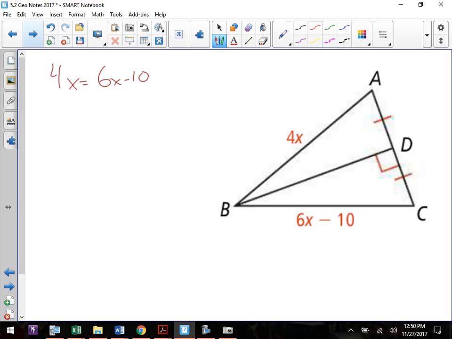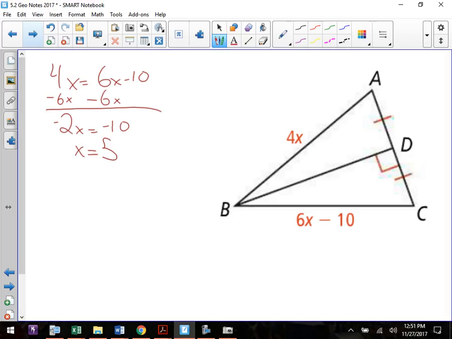Now, normally I would always say pick on the little guy, but if I do that, I wind up with a 0 on one side, which means I have to move a 10 around. In this case, sometimes it's okay to work the other direction. Just remember you have to deal with negatives. So if you subtract the 6x, you get negative 2x is negative 10. Therefore, x is how much? 5. Okay.